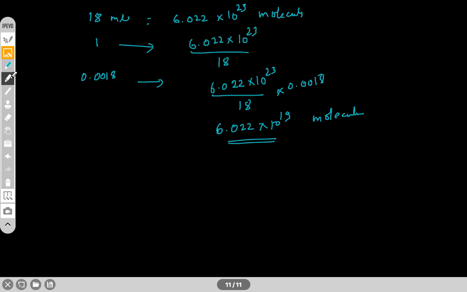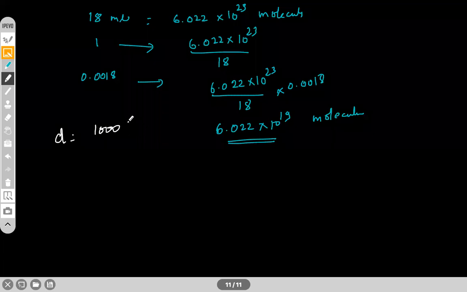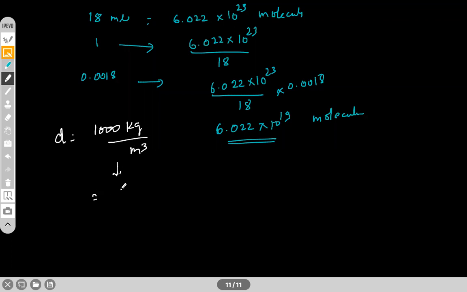See what I said, the density of water, we know it is 1000 kg per meter cube. Now if you convert this into gram per ml, you'll get 1 gram per ml. Anyone has a doubt in this? How do we get gram per ml? Anyone has a doubt? Yes or no, guys?